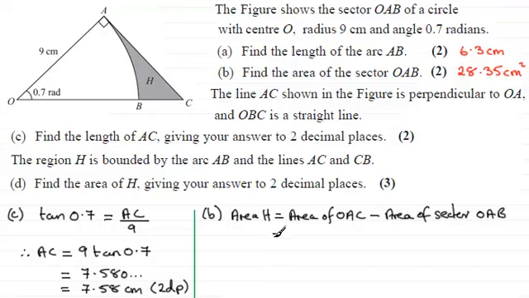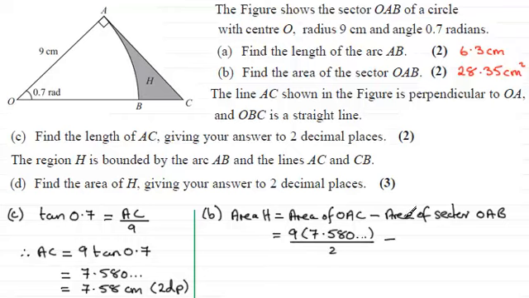So to get the area of the triangle OAC, it's just going to be, if we take OA as the base, times the height, which will be AC, if we turn the triangle on its side. So that would be 9 multiplied by AC. Let's use the unrounded version here, 7.580 and so on, and then this is divided by 2.